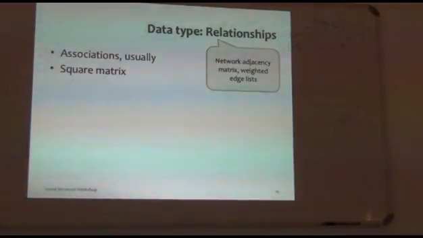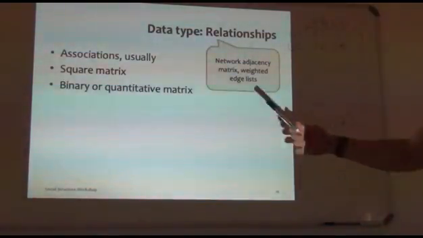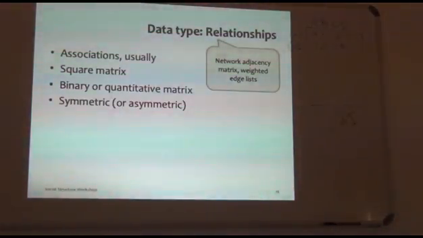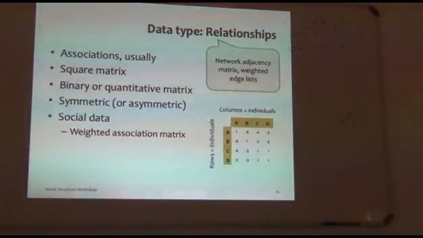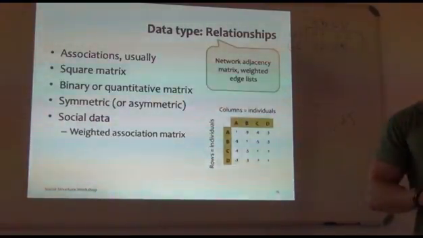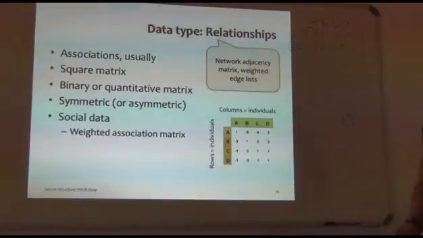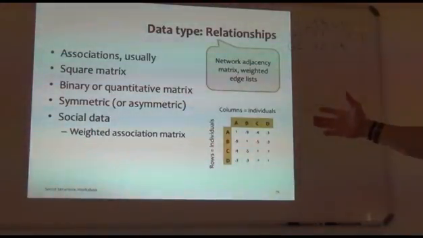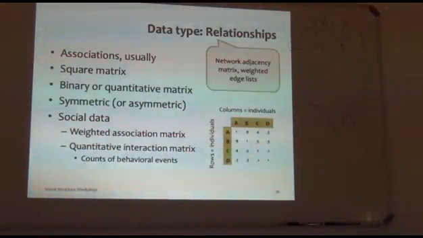So we have the square matrix. It could be binary if your network is binary, or quantitative if you have an index. Again, if you're working with interactions, it could be the number of times. It could be the number of times an individual, I don't know, high fives the other. That would be pretty cool. High five network. And usually we're talking about a weighted association matrix. Could be counts of behavior as well.